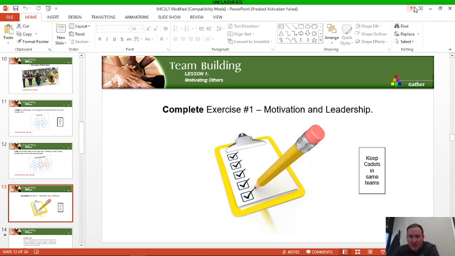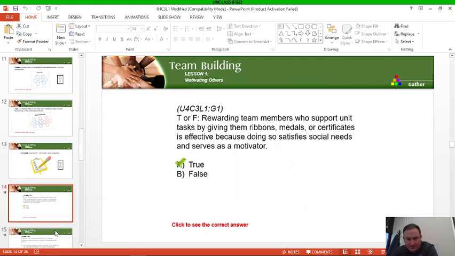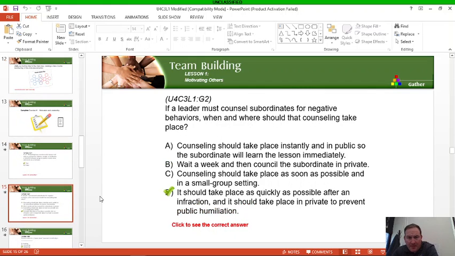All right, let's get back to the lesson. So you're going to do exercise 1 on motivational leadership. Here's a good old question. Rewarding team members who support unit tasks by giving them ribbons, medals, and certificates is effective because doing so satisfies social needs and serves as a motivator. Again, we talked about public reward yesterday.